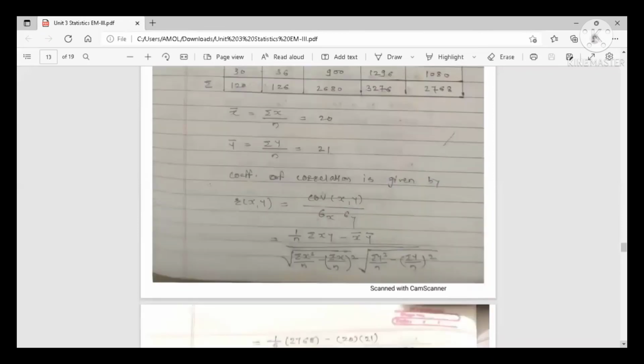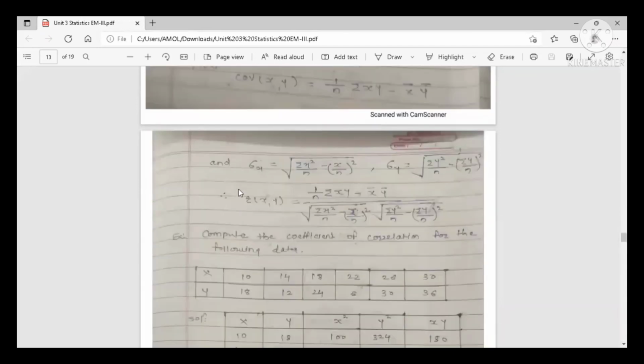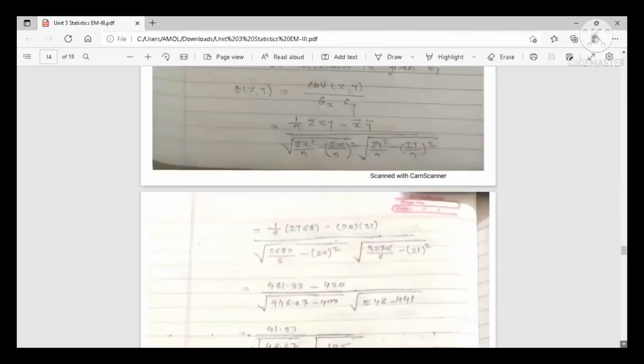Now the formula to find the coefficient of correlation is Rxy is equal to covariance of xy upon sigma x sigma y. I'll discuss it here, the formula. This is the formula of coefficient of correlation. You write this formula and then put the values in this formula. Covariance of xy is 1 upon n into summation xy minus x bar y bar. Sigma x standard deviation is this square root. Sigma y standard deviation of y is this square root.